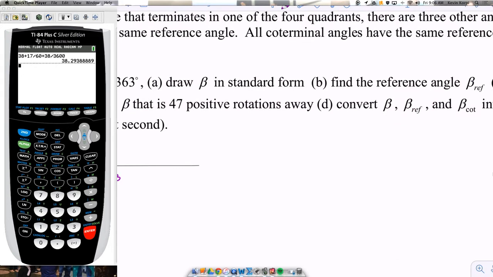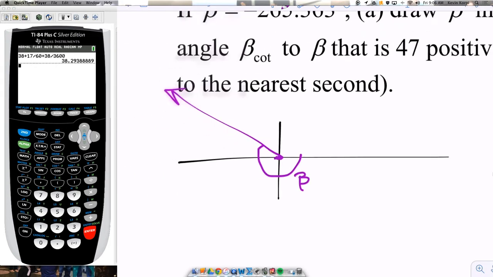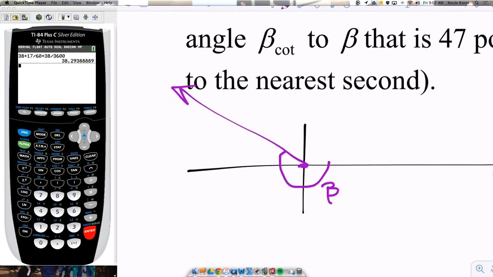Part B, find the reference angle beta subscript ref. All right, well, let's draw the reference angle first. Is the reference angle this angle right here? No. Do you think anybody in the history of Precal has ever thought that was the reference angle? Yeah, one person, and I won't give you that person's name. No, a lot of people do, but that's not what the reference angle is, right?